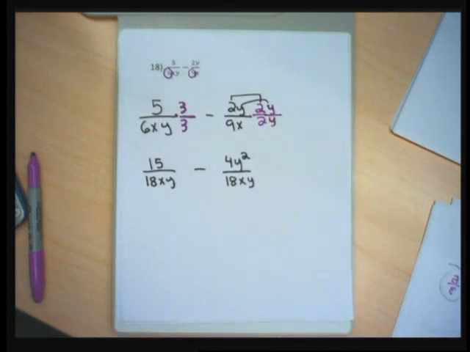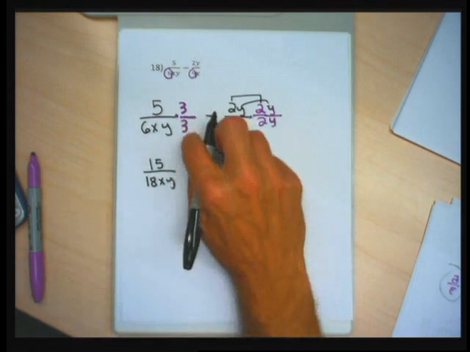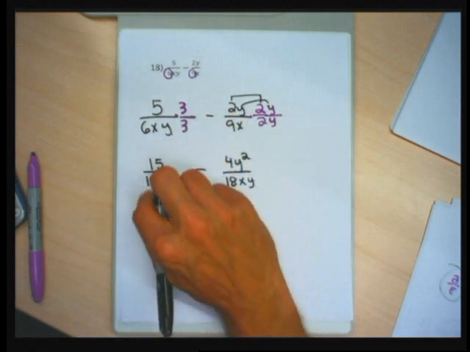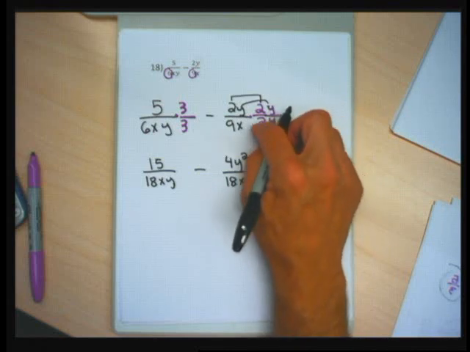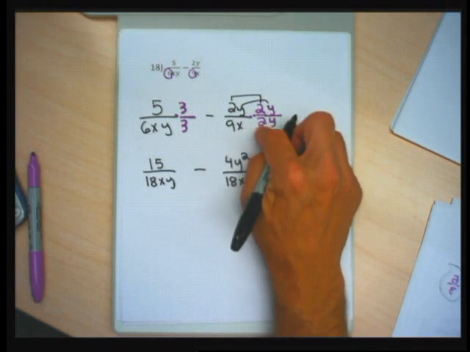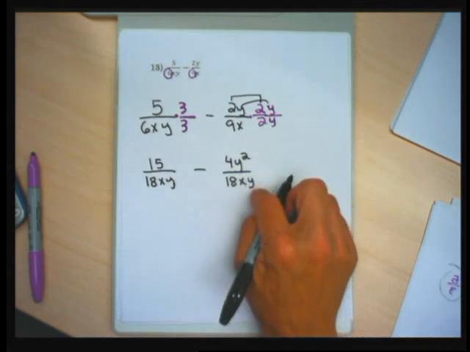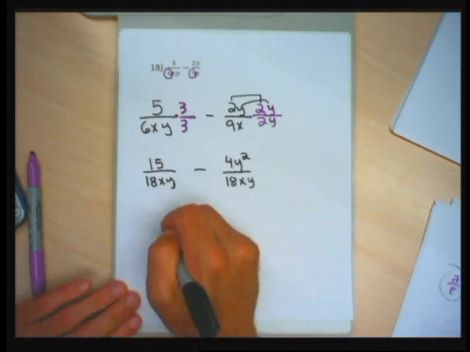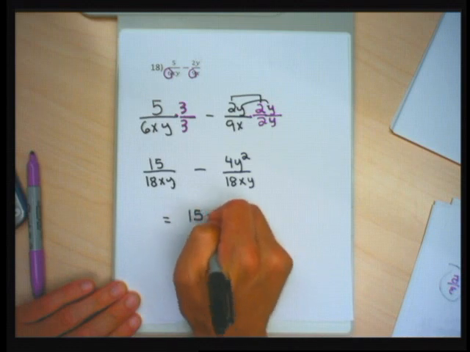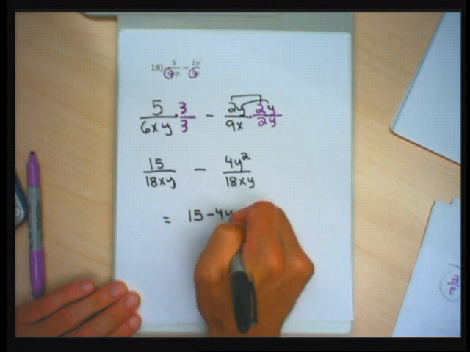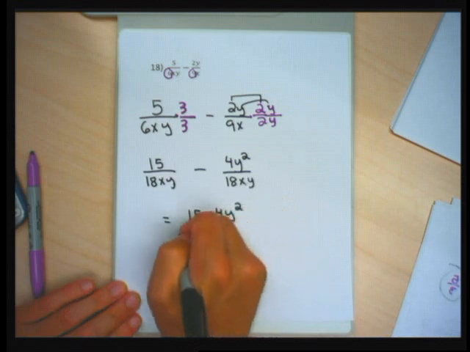So what I need to do to make the two fractions combinable into one fraction by subtraction: the first fraction needed to be multiplied by 3 over 3. That gave me the 18 that I wanted. The second fraction is multiplied by 2y over 2y. Multiplying by 2 turned the 9 into an 18. Multiplying by y gave me that extra y. Now I'm going to combine the two fractions into one, and I'm going to be done, and I'm going to have an answer.